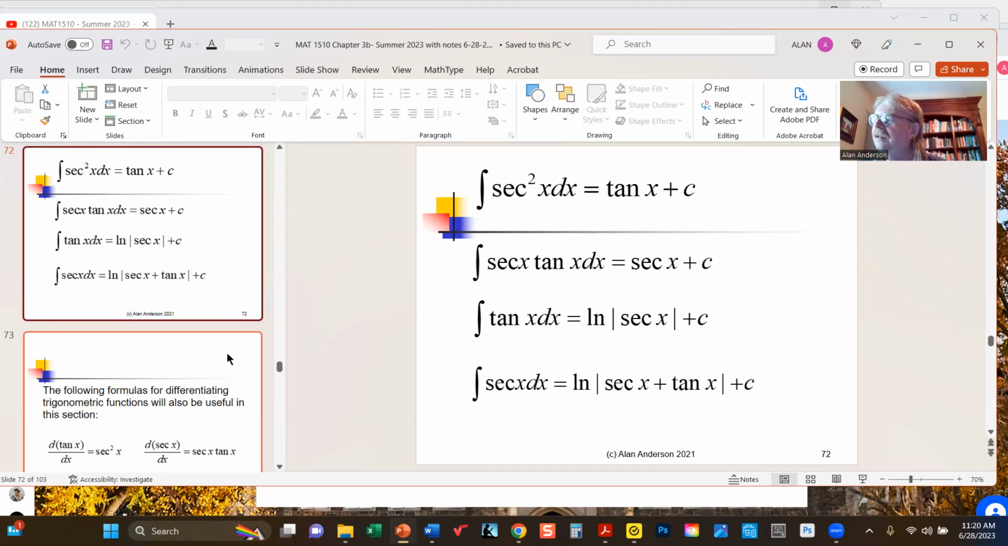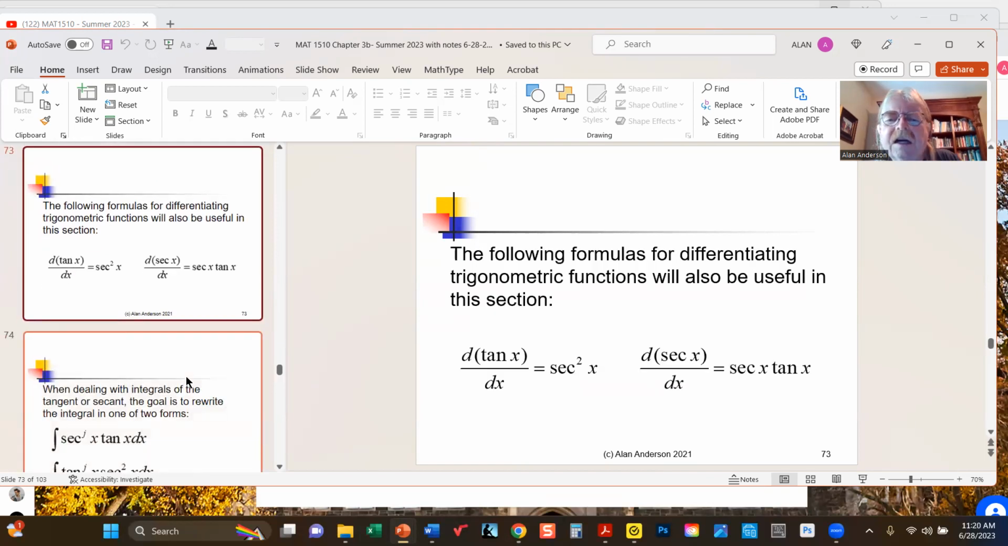In other words, if you can see here, I've got integrals for the secant squared of x, secant tangent of x, the tangent of x, and the secant of x. Also on the next slide, I've got two derivatives that will also come in handy. We'll need these throughout this section. They're, of course, in the tables in the back of the book.